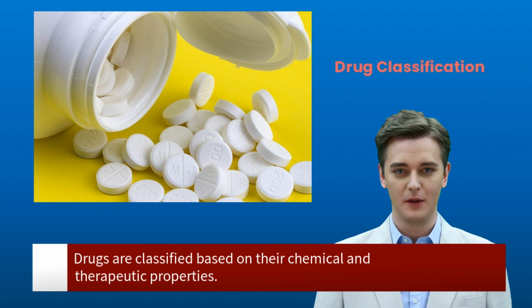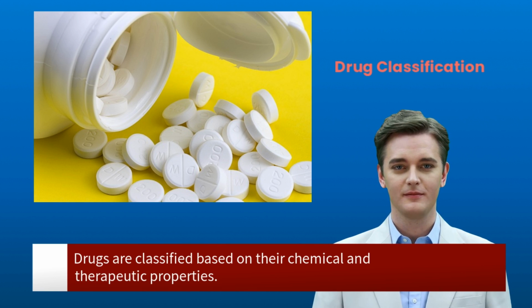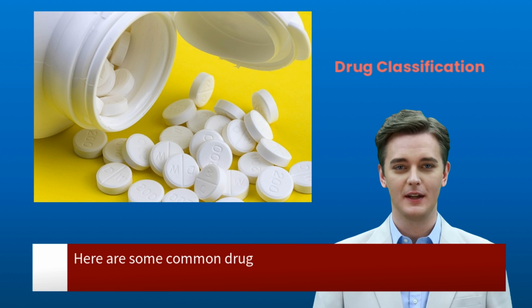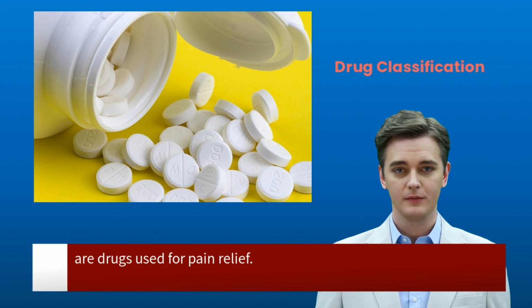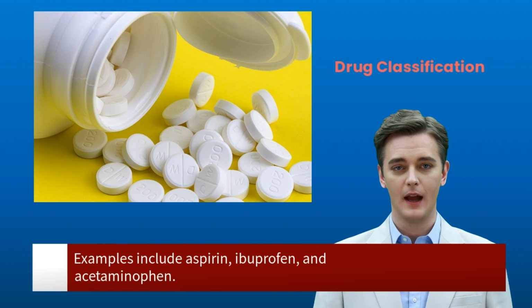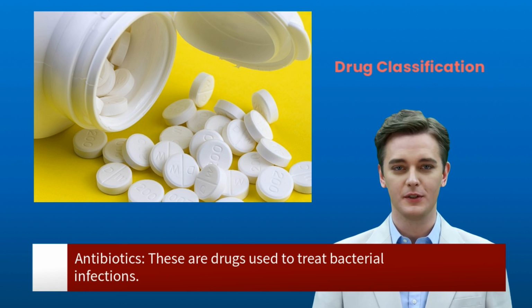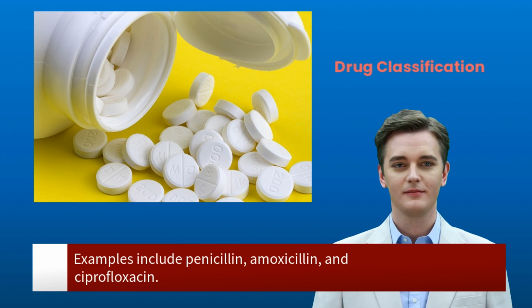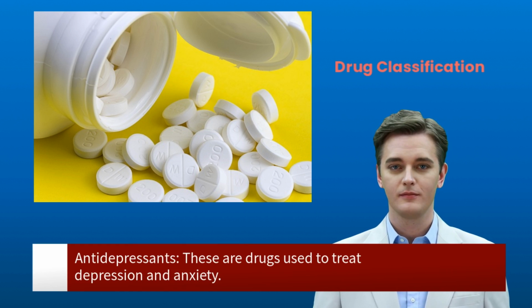Drugs are classified based on their chemical and therapeutic properties. Here are some common drug classifications. Analgesics. These are drugs used for pain relief. Examples include aspirin, ibuprofen, and acetaminophen. Antibiotics. These are drugs used to treat bacterial infections. Examples include penicillin, amoxicillin, and ciprofloxacin.